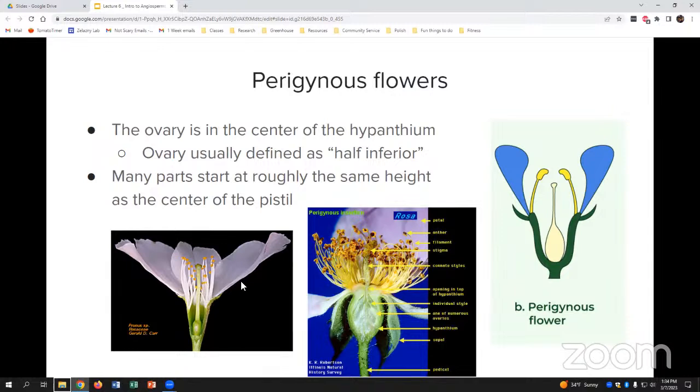Okay, so we're going to have these structures starting roughly at the same height as the center of the pistil, or in general, these female structures. I pulled out a rose here because I find the rose particularly confusing. It is technically defined as a perigynous structure. The reason I find it a little confusing is you have to really pull apart that hypanthium from the ovary. You can see it's kind of fused in a little. So it does look a lot like the epigynous structure, but technically a rose is perigynous.